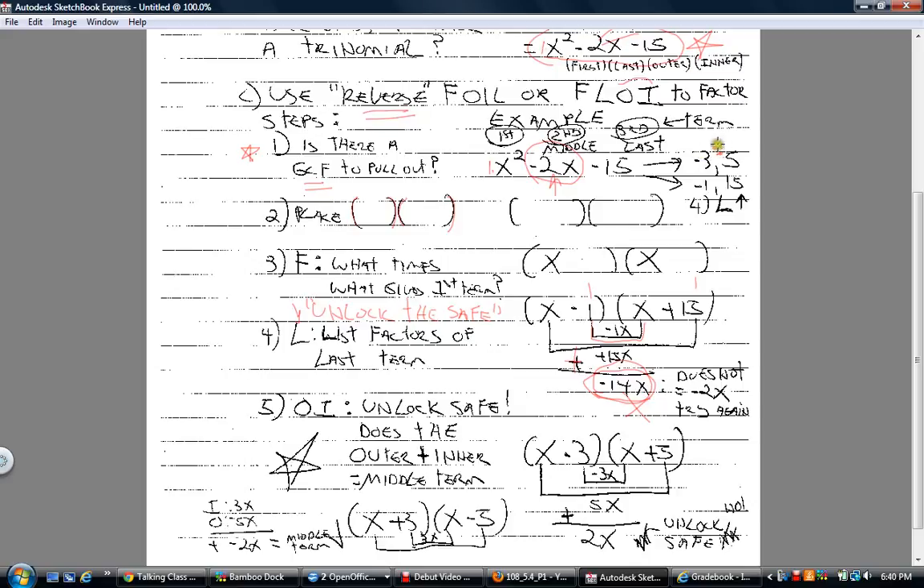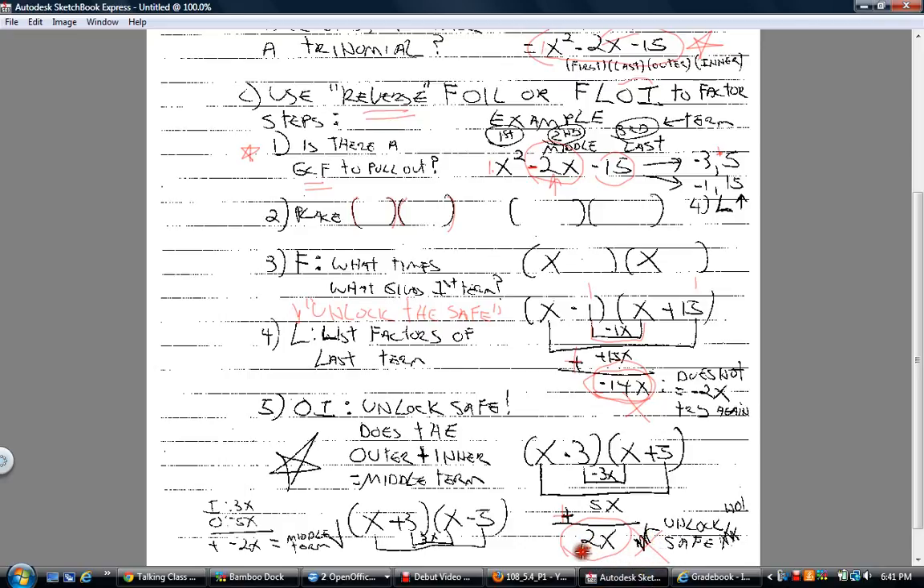Now, let's try this. Let's pick -3 and positive 5. Sorry, that's a positive. We're doing multiplication up here. Stick them into the second term. -3 times a positive 5 is -15, the third term. Okay, put them in. Does it unlock the safe? Inner, -3x. Outer, 5x. Always add them. -3x plus 5x is 2x. You're like, ooh, I'm looking good, except for one little minor detail. Yes, you need a negative. Strike 2.